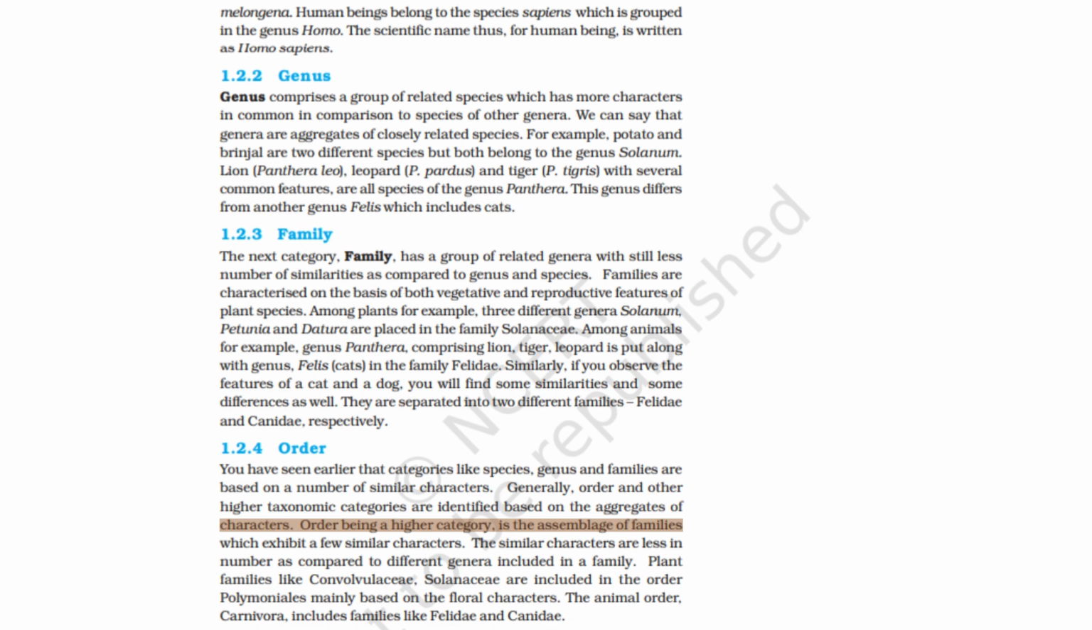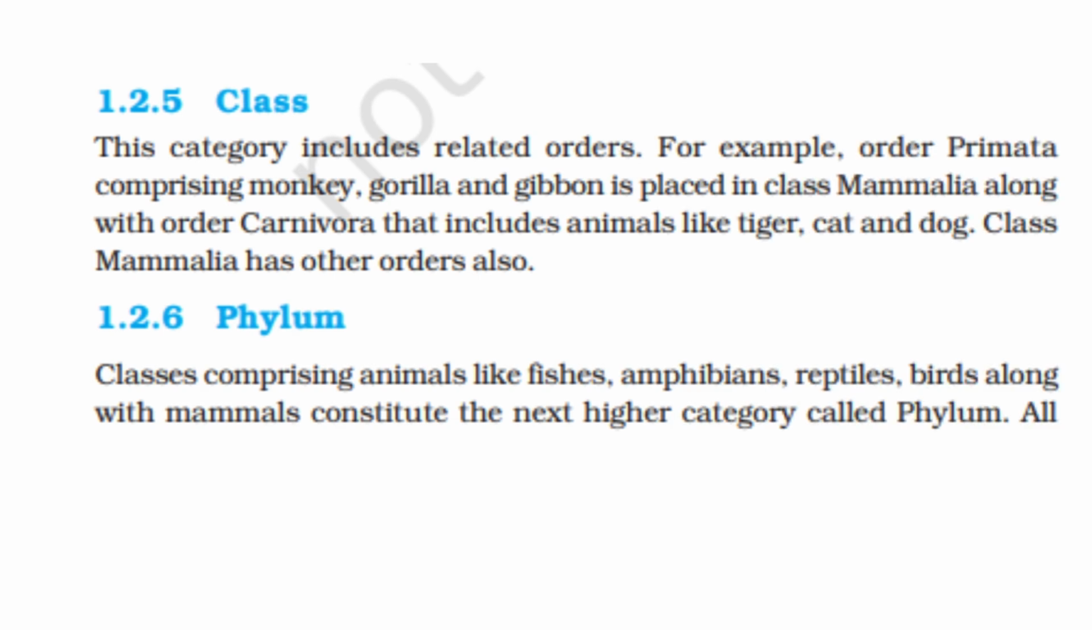Order, being a higher category, is the assemblage of families which exhibit a few similar characters. These similar characters are less in number as compared to different genera included in a family. Plant families like Convolvulaceae and Solanaceae are included in the order Polymoniales, mainly based on the floral characters. The animal order Carnivora includes families like Felidae and Canidae.